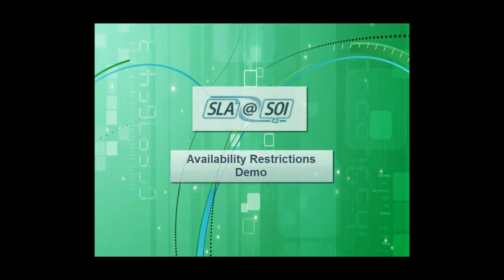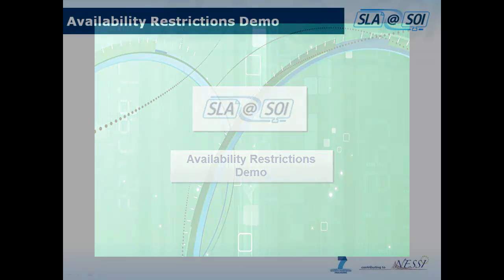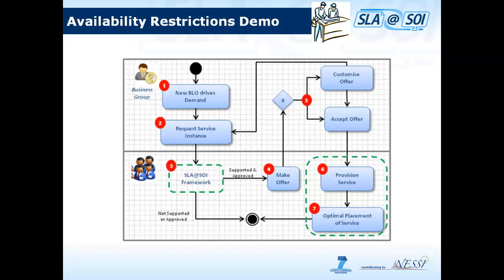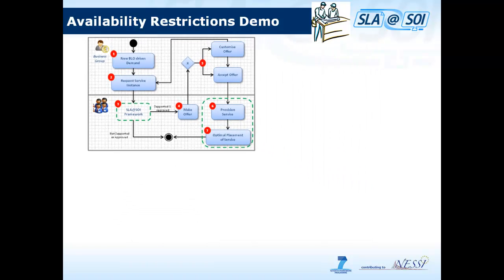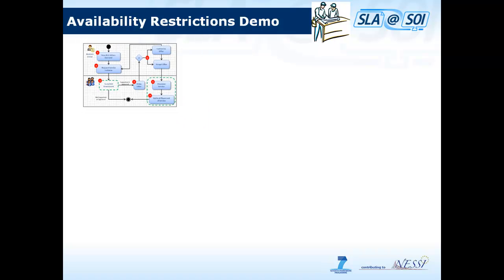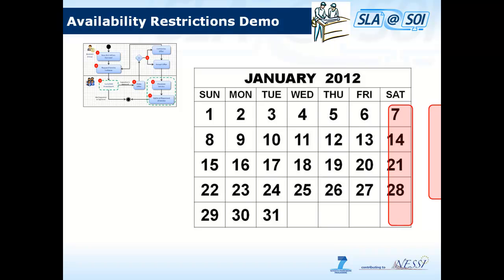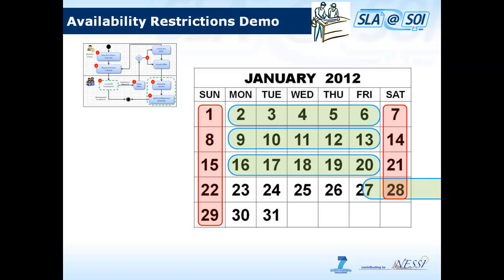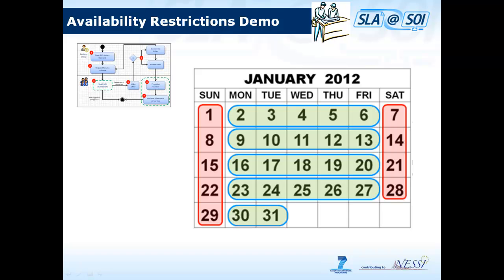Hi, the availability restrictions video is going to demonstrate some of the more advanced features of the SLA SOI monitoring system. It begins by creating an SLA guaranteed service, and then we introduce the concept of punishable and non-punishable violations of those SLAs. For example, if we have a service that is not needed at the weekend and a violation occurs, it's deemed to be a non-punishable violation, and in the opposite case, if it happens during the week, it's deemed to be a punishable violation.